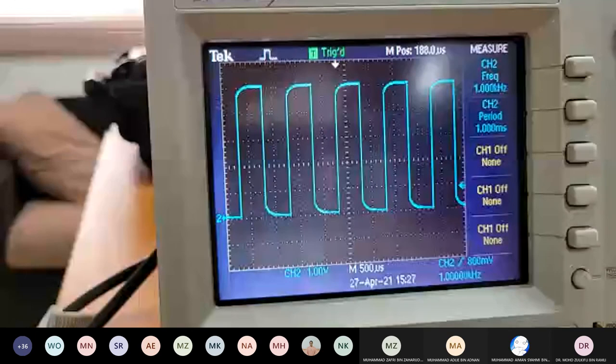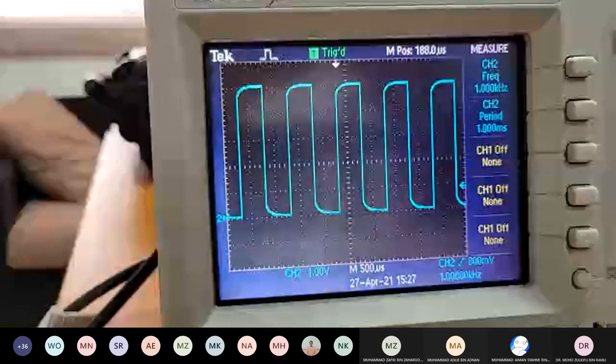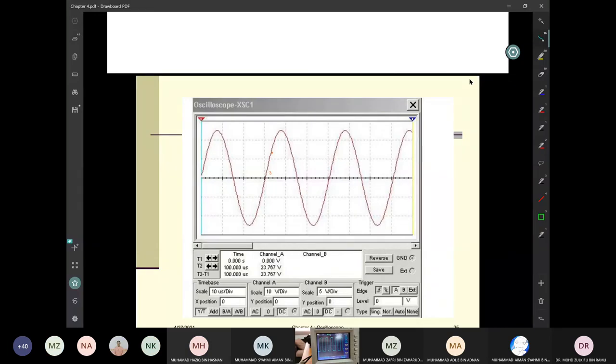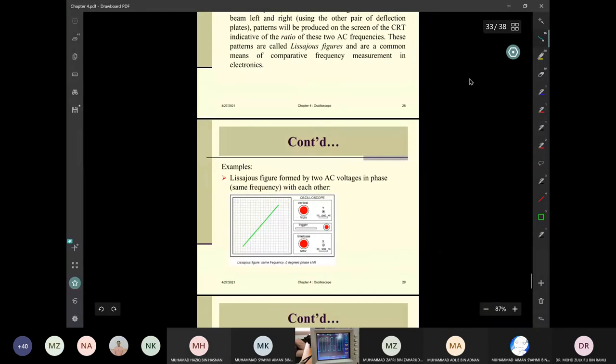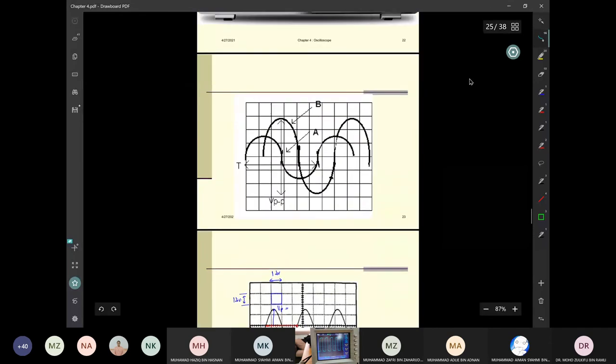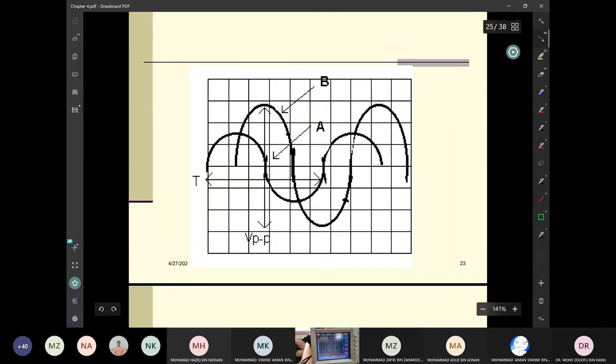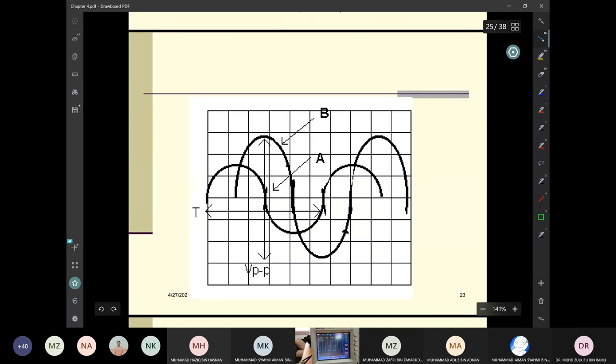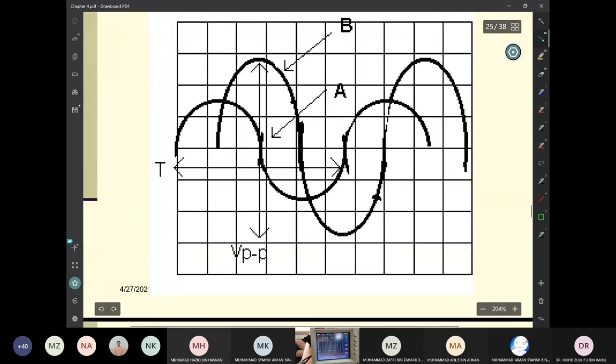Then we return to sikit lagi, kita nak habiskan ni. Kita return kepada mana tadi? Tadi kita dah measure peak to peak. We have measured T, period, frequency, peak to peak. Kita ada satu lagi parameter yang ada banyak lagi sebenarnya, tapi this one you can measure manually.